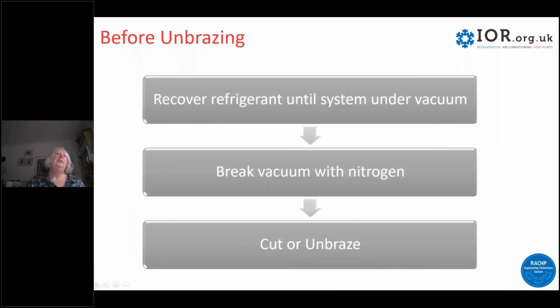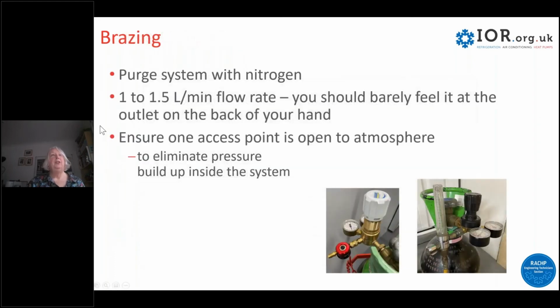If you are unbrazing a system, then you need to make sure that all the flammable refrigerant is out of the system before you do that. So the system needs to be recovered until it's under a vacuum. Then that vacuum needs to be broken with nitrogen. So you're backfilling with nitrogen to a very small positive pressure, maybe 0.1, 0.2 of a bar above atmospheric pressure. Then it's safe to either cut or unbraze the system. And rebrazing, we would recommend that you purge nitrogen through the system, obviously making sure that there's one point open to atmosphere to allow you to purge the nitrogen through.